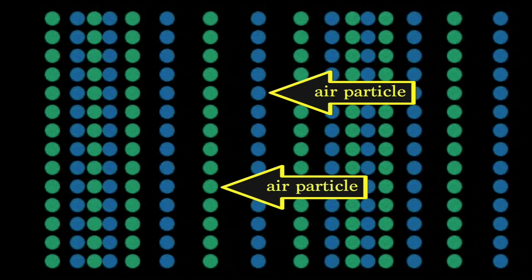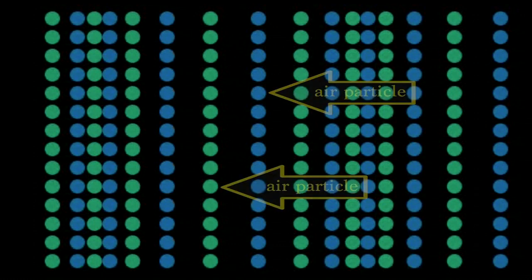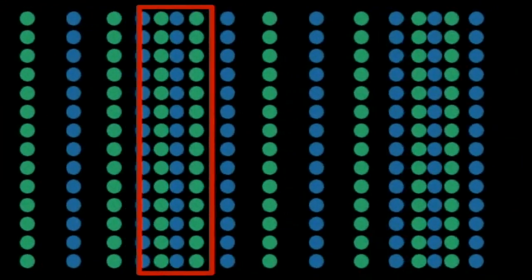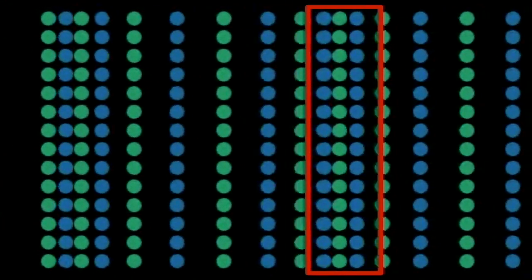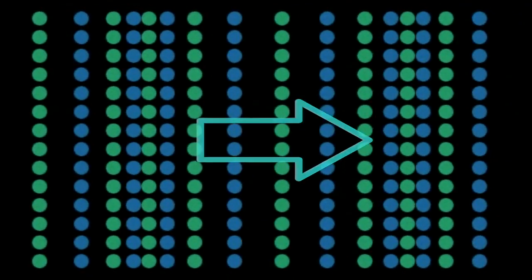Even though you can't see sound in real life, sound is produced by air particles moving back and forth. Here in this cartoon, each circle represents an air particle. As the particles move back and forth, they form dense regions where a lot of air particles are close together. The motion of these particles causes the dense regions to move in the direction that the sound is moving. In this case, the sound is moving to the right.